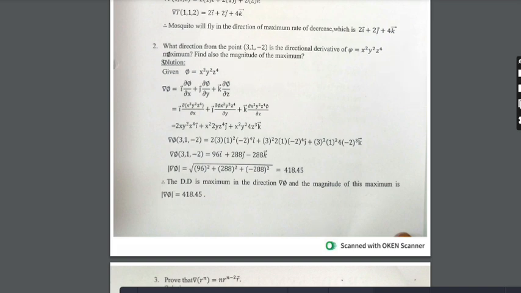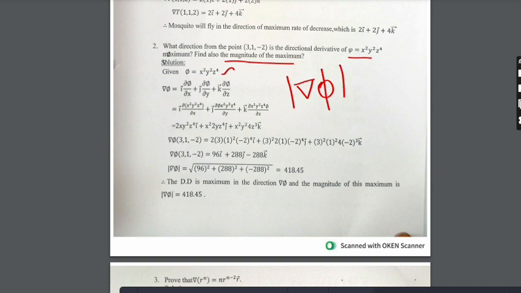Our second problem is, in what direction from the point 3, 1, minus 2 is the directional derivative of phi equal x square y square z power 4 maximum? Find also the magnitude of the maximum. Here they have given the phi value as x square y square z power 4. We need to find the directional derivative.